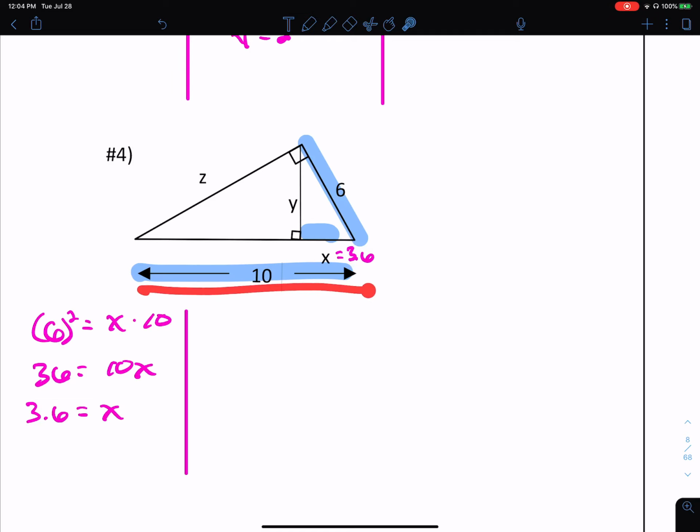Once we know that's 3.6, let's put it into the picture to eliminate some of these variables. This whole thing is 10. Say you got $10. Someone takes away $3.60. What are we left with? We're left with $6.40, 6.4. Now we know that 6.4, that makes the rest of this much easier. If we want to know what y is, y squared is going to equal the product of each part of the hypotenuse.